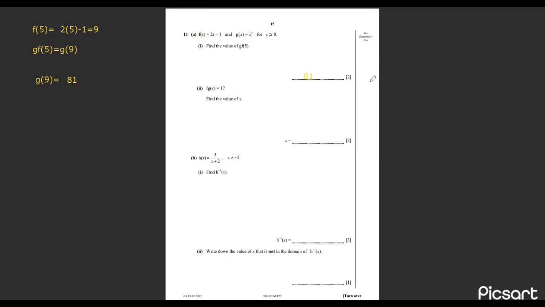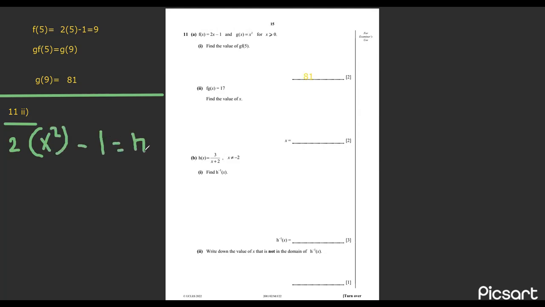Number 11, part 2, here. So we are going to say here we have 2, and instead of x we put g of x, which is x squared, minus 1 equals 17. So I'm going to solve a normal equation. This would be plus 1 and this would be plus 1, which makes 18. So 2x squared equals 18, dividing by 2 on the left and on the right. So x squared equals 9.